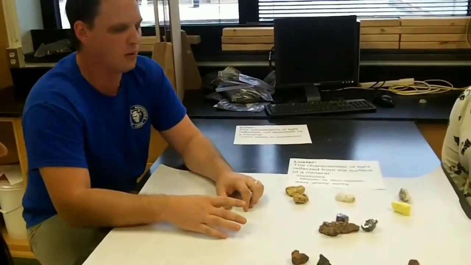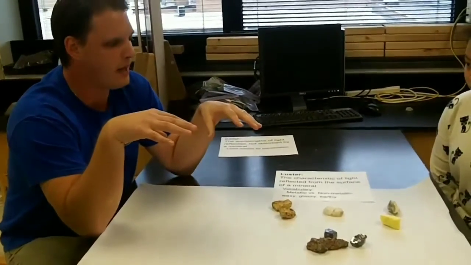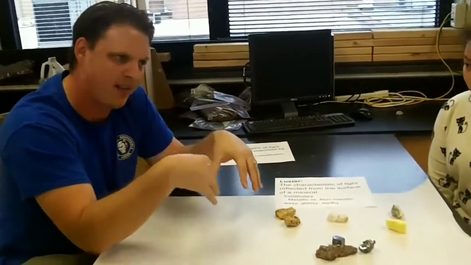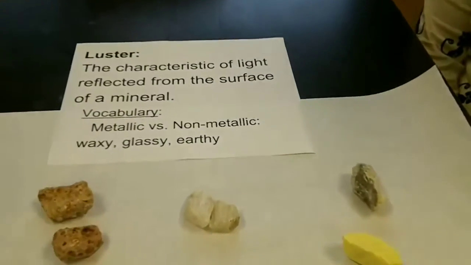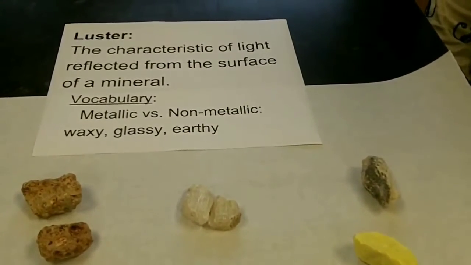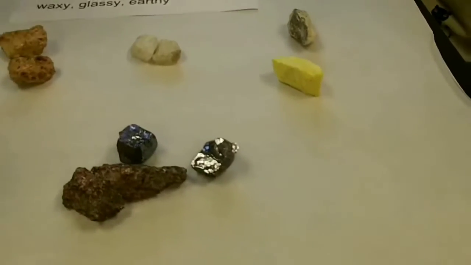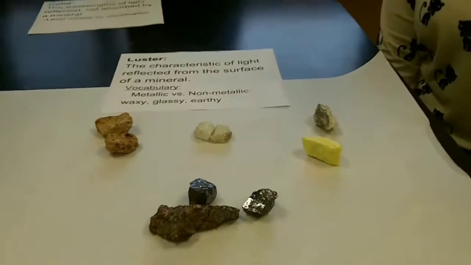So when we try to identify minerals, we separate them into two different categories: metallic or non-metallic. What do you think metallic would be? What do you think it looks like? It looks like a metal, exactly. So pick one out that you think looks like a metal.